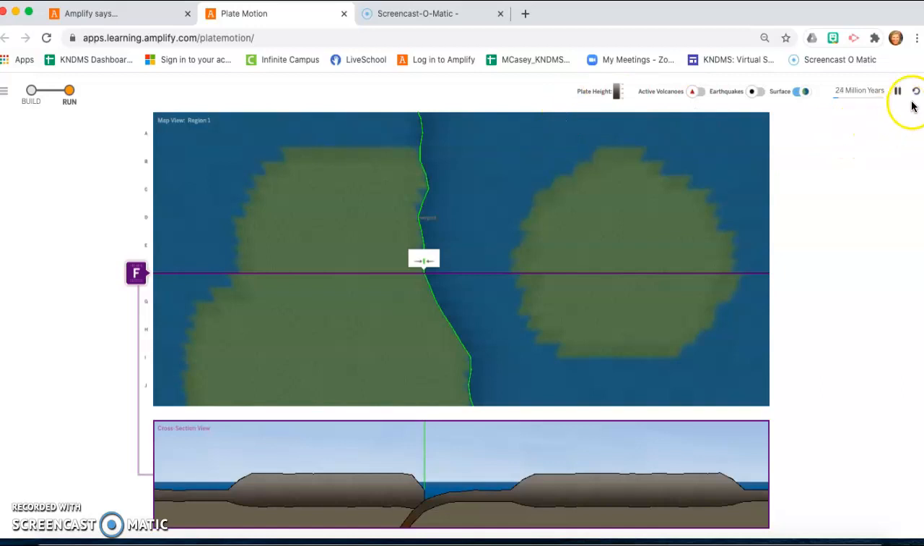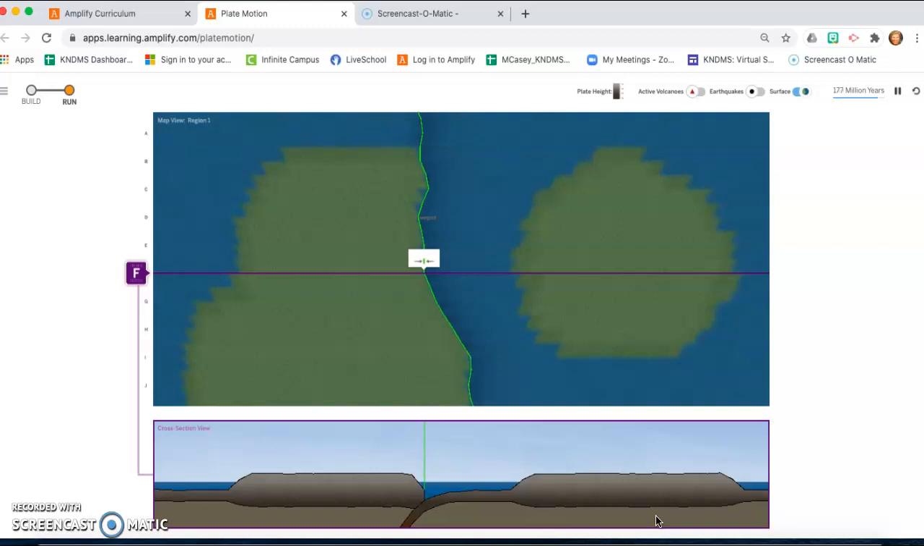You know that the sim is running when you see the millions of years passing by. So this is simulating what the Earth's motion would look like over millions of years if the mantle was solid. Go ahead and be prepared to record your observations of what you're looking at, whether it's moving or not moving.